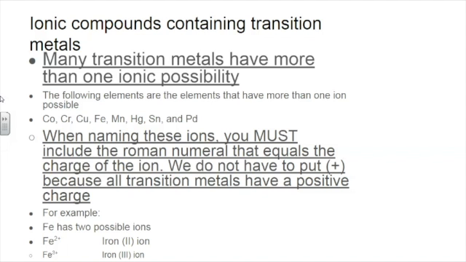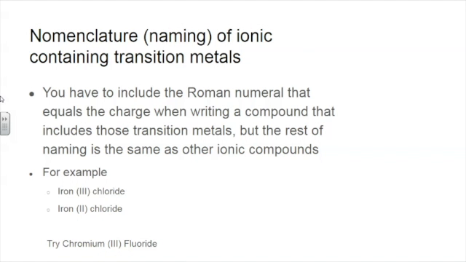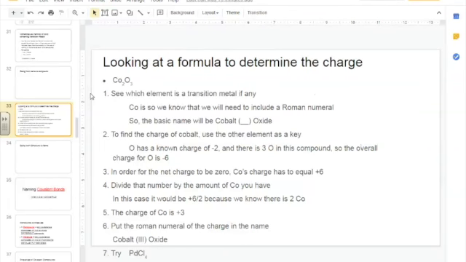So when naming these ions, you must include the Roman numeral that equals the charge of the ion. You don't have to put a positive sign because all transition metals have a positive charge. So how do you name ionic compounds that have transition metals? You have to include the Roman numeral, and the rest of the naming is the same as what we've been doing. I'm going to do some examples, going from the formula to the name.